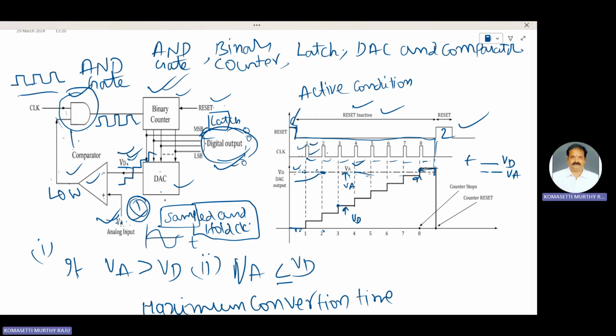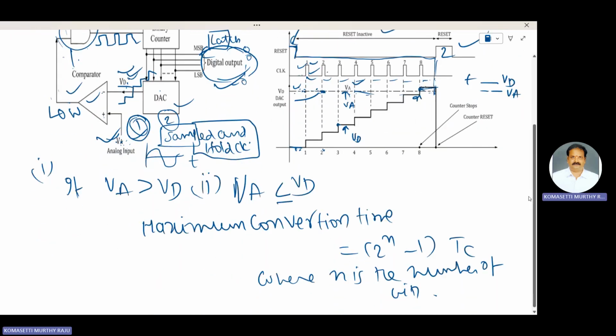Okay. Next, the second sample and hold value is applied to the comparator. At that instant, again reset the counter by using a reset signal. The reset signal is active. The same process is repeated for all sample and hold values. With this, the analysis is completed.